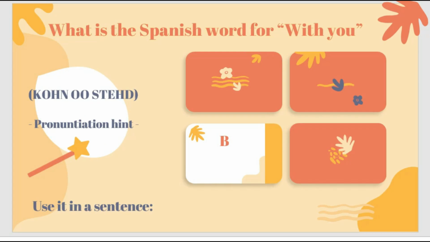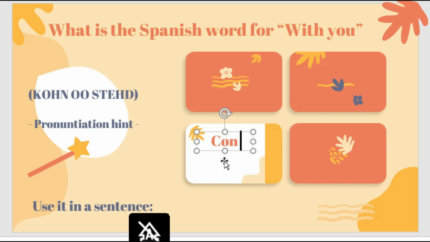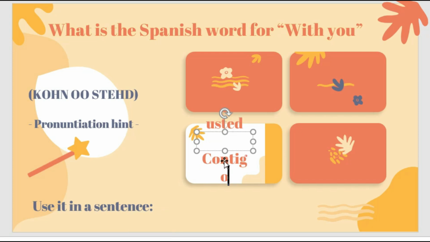Now, what is the Spanish word for with you? Pronunciation hint. Con usted. So, what is the word for with you? Con usted. What is another way to say with you in Spanish? Contigo. Very good. So you have how many ways to say with you in Spanish? 2. And those ways are which ones?